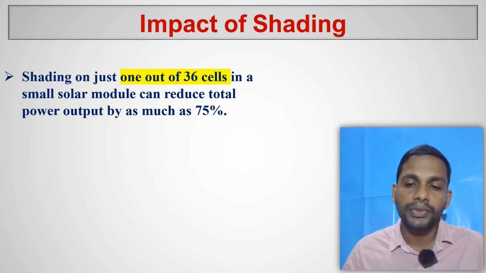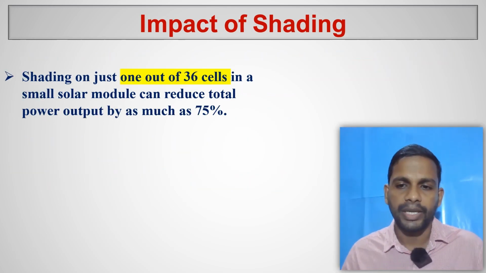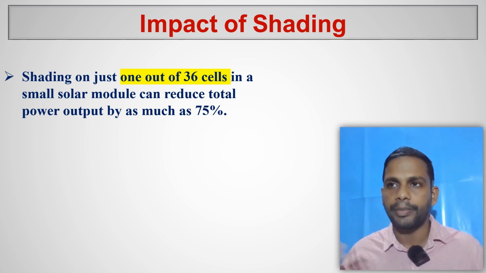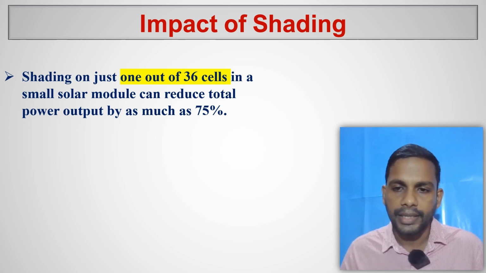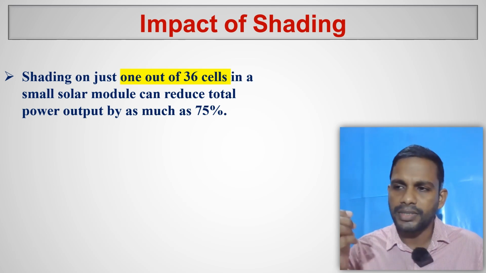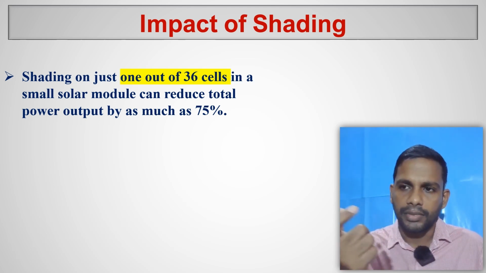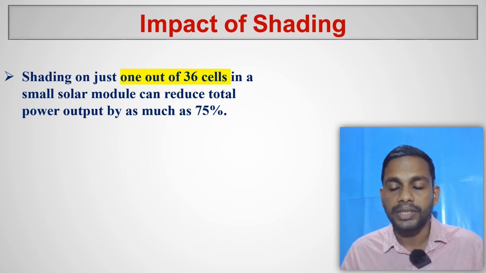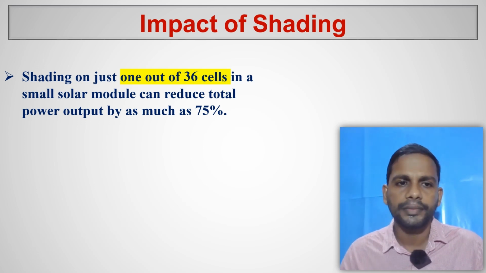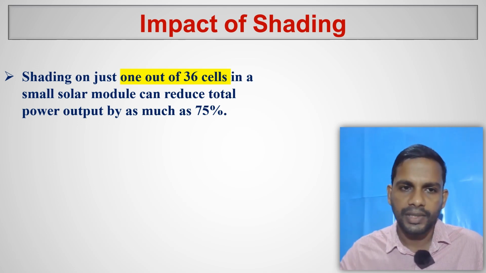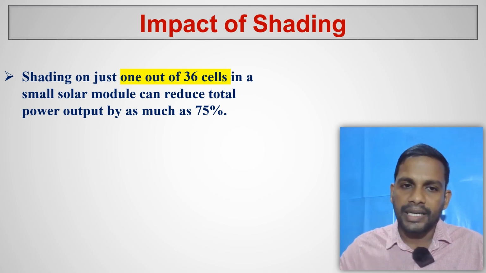we are going to lose total energy production. It means we are going to lose money. You are installing the panel with a lot of investment, and at the end, because of a simple tree or tree branch shading the panel, you are losing a lot of money. Shading of just one out of 36 cells will probably reduce the total output by 75%.